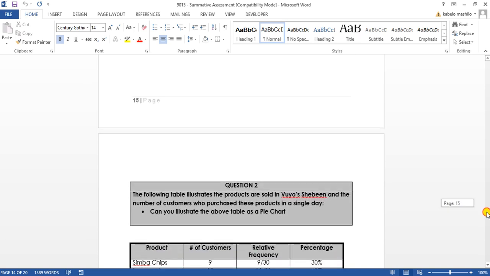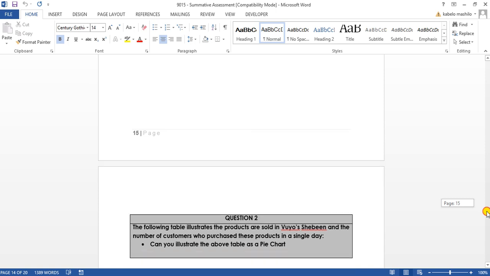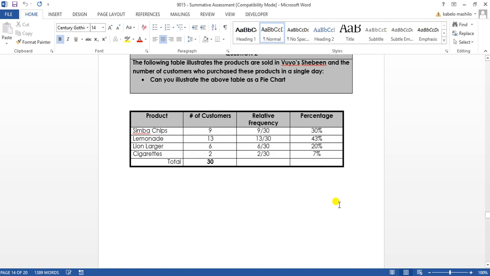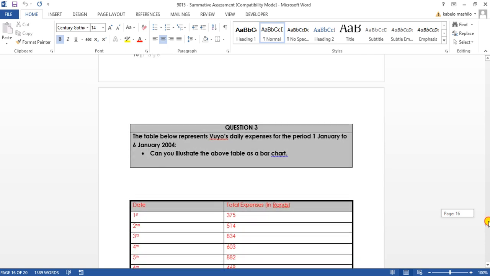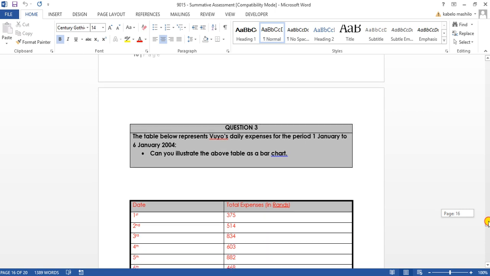Question 2. The following table illustrates the products sold in Vue's Shebeen and the number of customers who purchase these products in a single day. Can you illustrate the above table as a pie chart? Yes, you do that as a pie chart. And question 3, the table below represents your daily expenses for the period 1 January to 6 January. Can you illustrate the above as a bar chart?